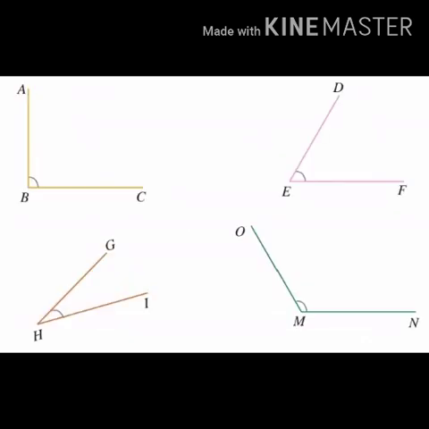We can write the name of the first figure as angle ABC. The name of the second figure is angle DEF. The name of the third figure is angle GHI. What is the name of the fourth picture? Just find it out yourself.